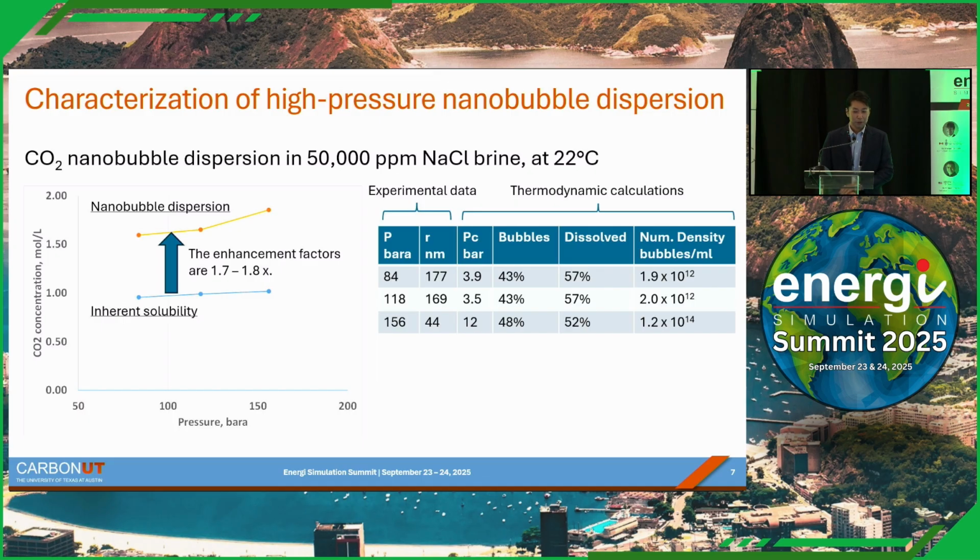And on the rightmost column, you see the number density of 10 to the power of 12 to 10 to the power of 14 bubbles per cc of sample. So these numbers are much greater than the data reported in the literature for low pressure open systems. So these are very new data, and we are working to write a paper based upon these results. And Daniel is going to present more details of the procedure behind this result in his poster session.